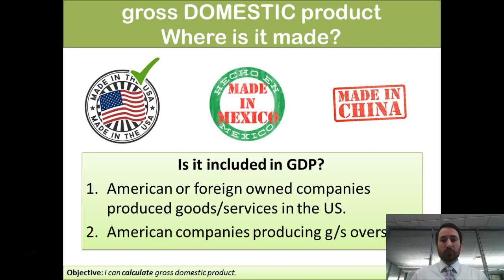All right, American or foreign-owned companies produced goods or services in the U.S. We would say yes, those are included in GDP because they were made here in the U.S. It doesn't matter who owns the company as long as it's made, manufactured, produced here in the U.S. But if it's an American company producing something overseas, no, it's not. It doesn't matter, again, who owns the company, American or foreign-owned. It matters where it is actually produced.